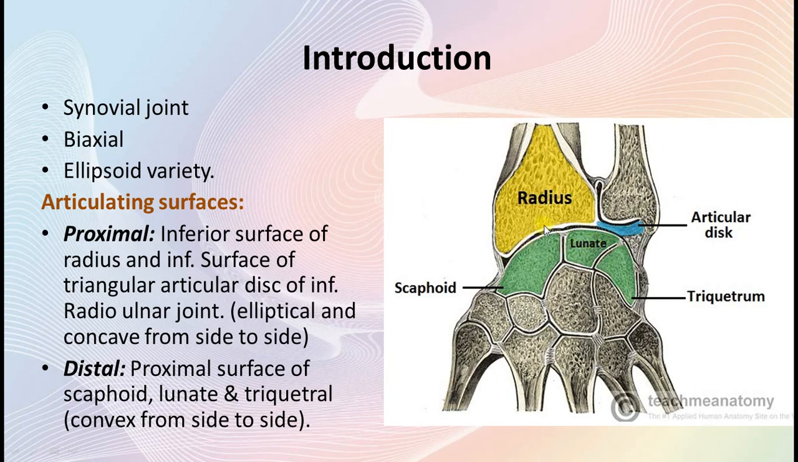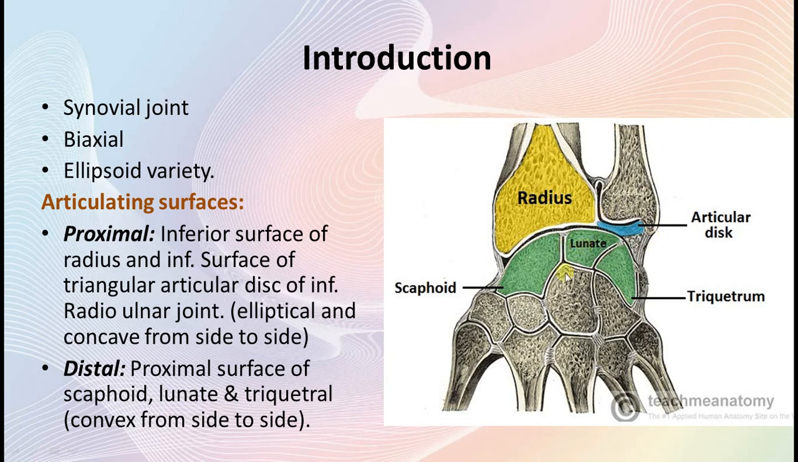The shape is elliptical, and here it is important to note that the lower end or the head of the ulna is non-articular and does not take part in the articulation of the wrist joint. Instead, it is the intra-articular disc. The wrist joint has a separate cavity lined by the synovial membrane. This is separate from the cavity of the inferior radio-ulnar joint.